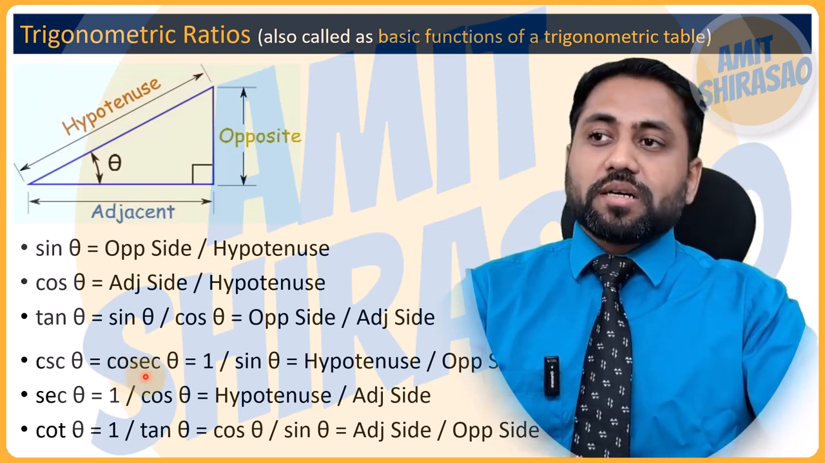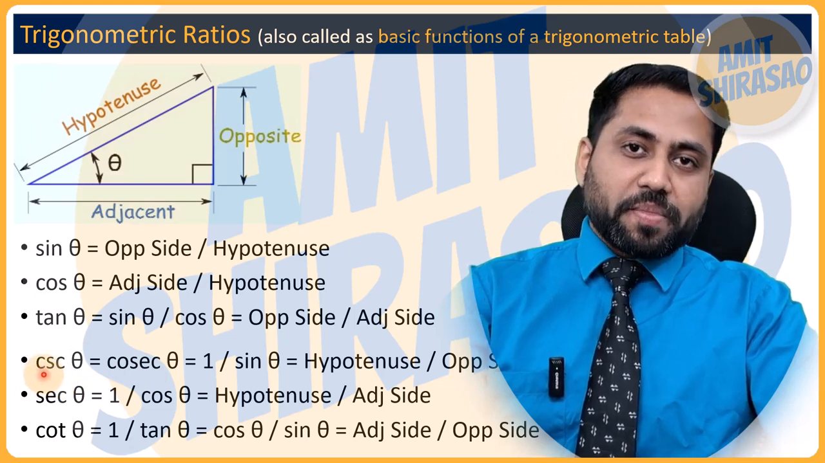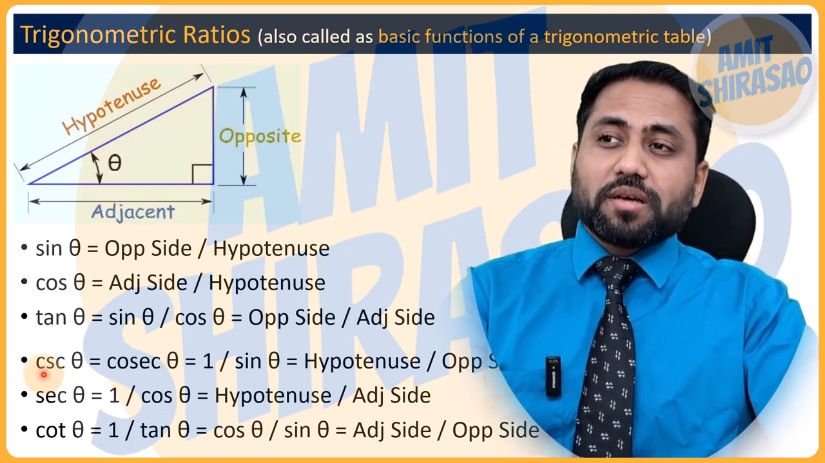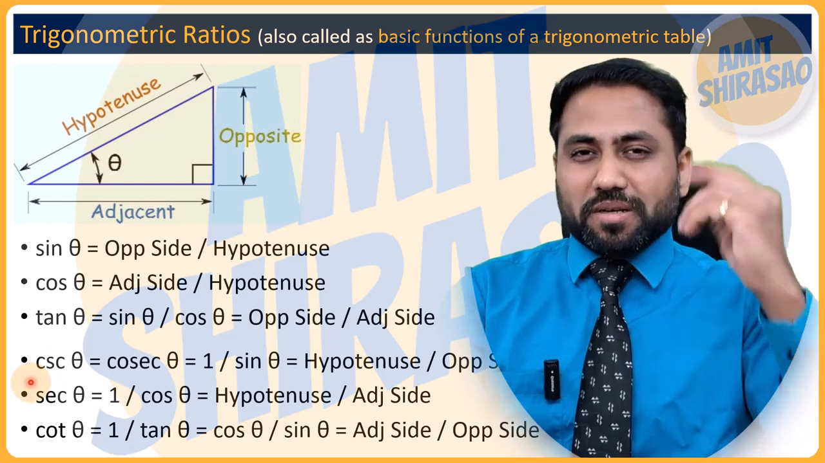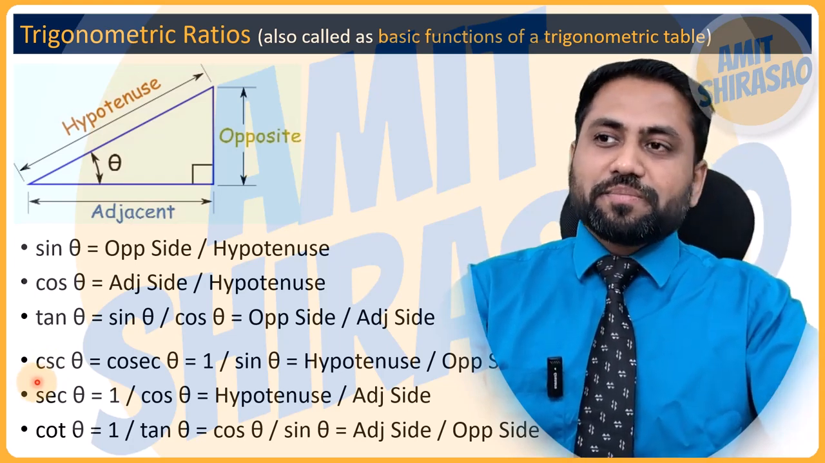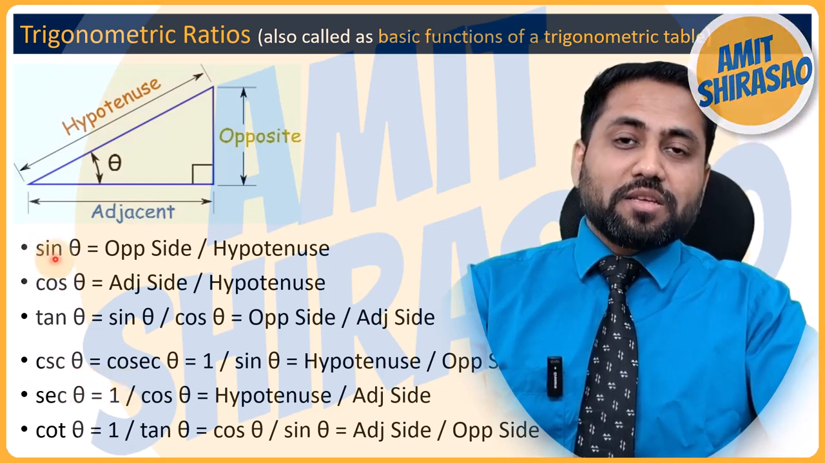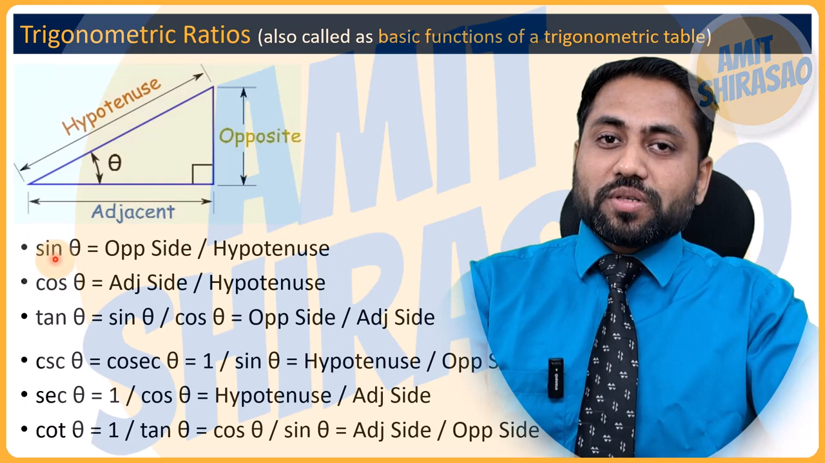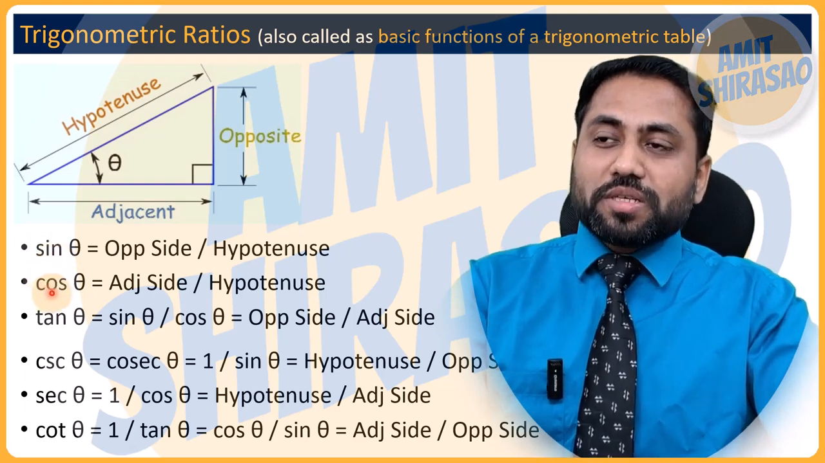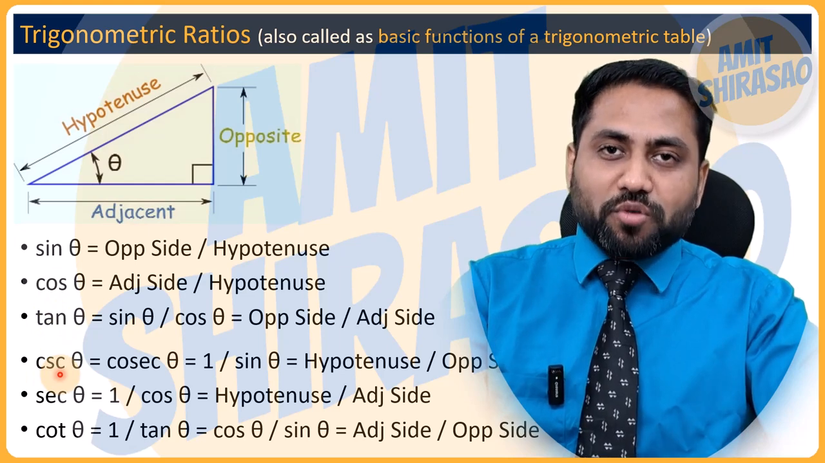But nowadays, schools teach children to write it like this, CSC, which is actually very confusing. It's difficult to remember. It's difficult for me also to remember CSC of theta. The reason is, see, sine, you can say something about it. Cos, you can pronounce it. Tan, you can pronounce it. CSC, you cannot pronounce, and that is the main problem.